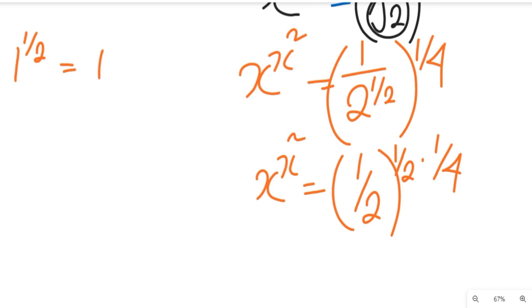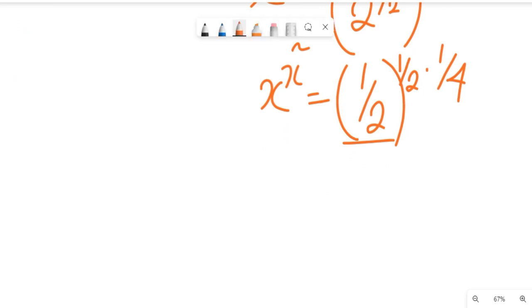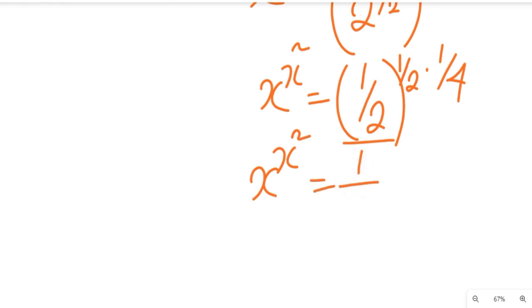So this is very possible. So if we do that, we are now going to have this equation. So let's simplify this. These two multiply. This will give us x to the power of x squared equal to 1 divided by 2 all to the power of 1 divided by 8.